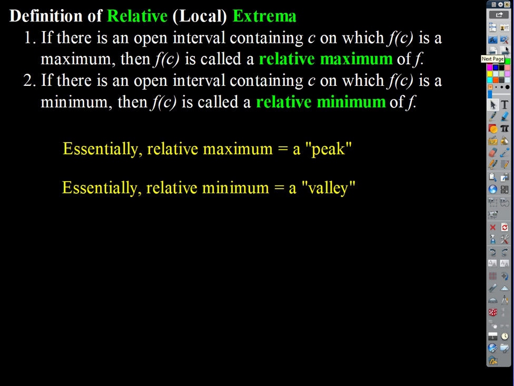Now let's get more specific about the different kinds of extrema we're going to look for. The first one that we're really going to focus on is a relative, or sometimes it's called a local extremum. It could be a maximum or a minimum, right? And here's our definition. If there's an open interval, and it could be closed, but a closed interval contains an open interval.